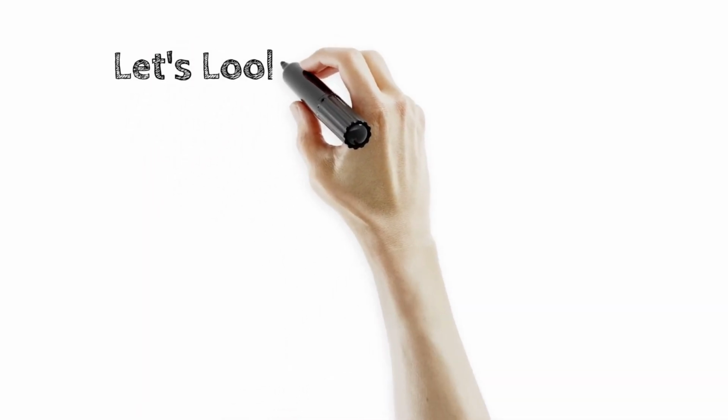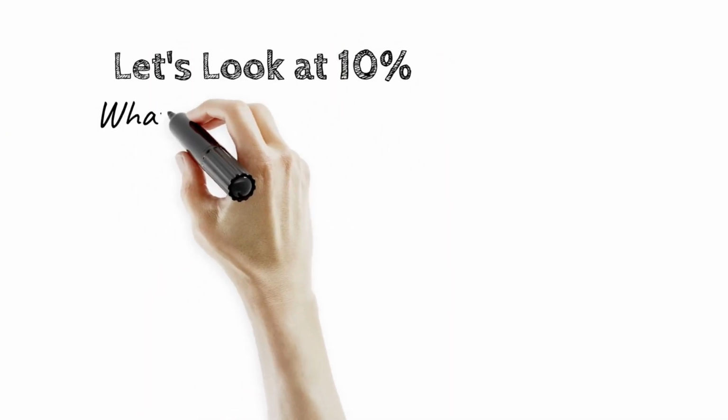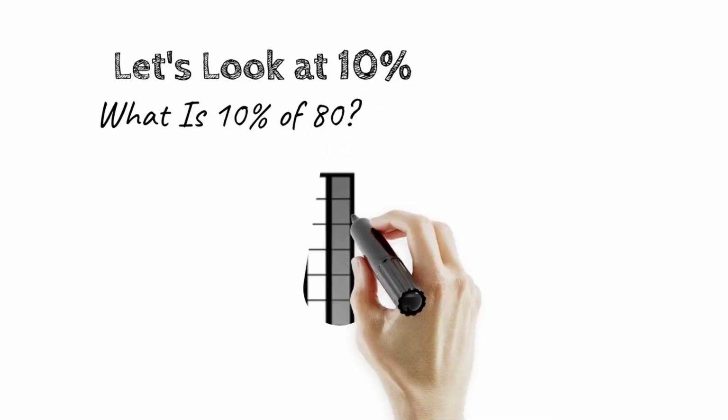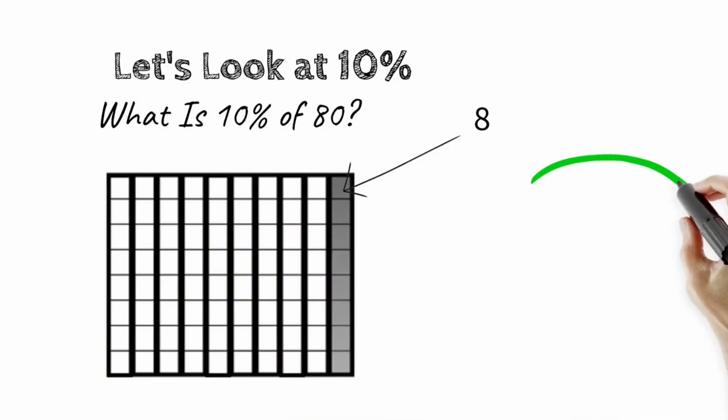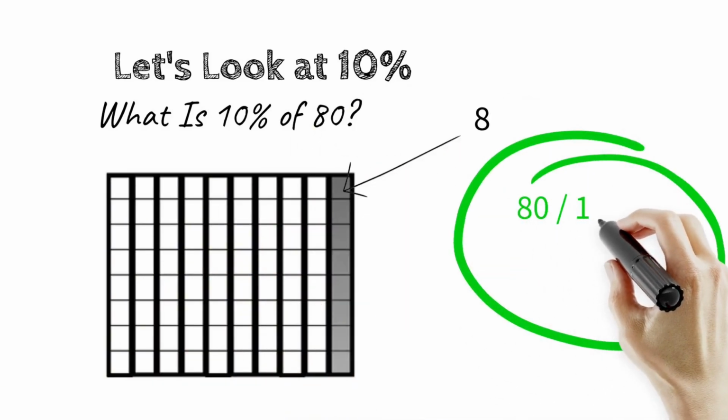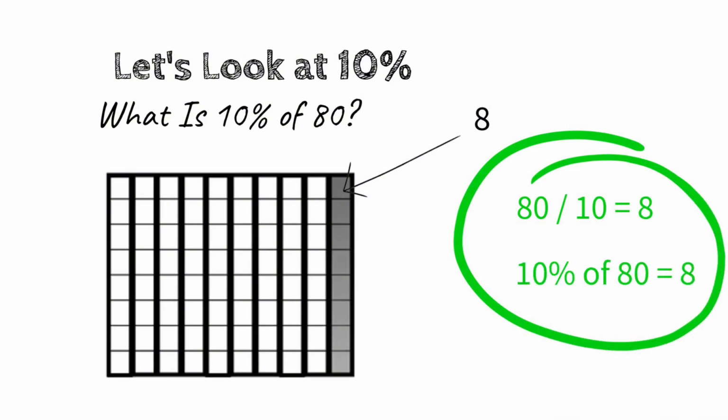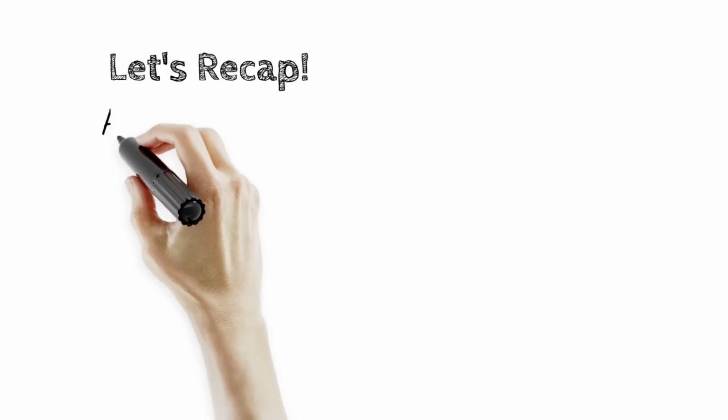Now, what about 10%? To find 10% of a number, just divide by 10. So 80 divided by 10 is 8. That means 10% of 80 is 8. Let's look at all three together.